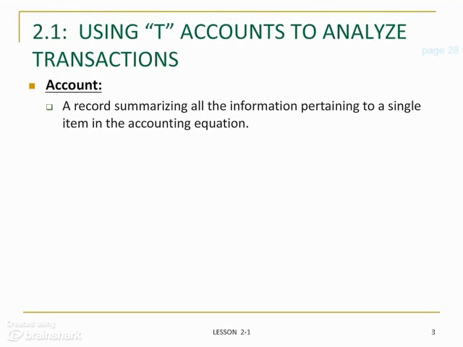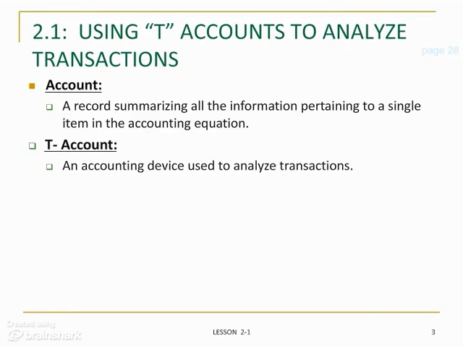An account is any record summarizing all the information pertaining to a single item in the accounting equation. So if you recall from Chapter 1, we talked about the various different types of accounts under assets. For instance, cash, accounts receivable, supplies, prepaid insurance, etc. And under the liabilities, we primarily focused on accounts payable. And under the owner's equity, we talked about the owner's capital account.